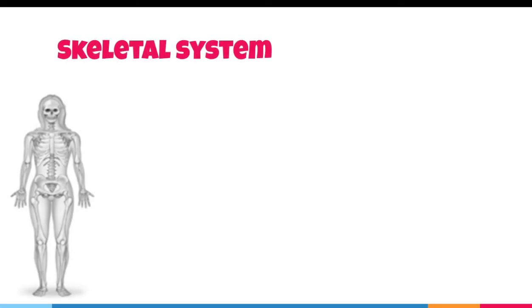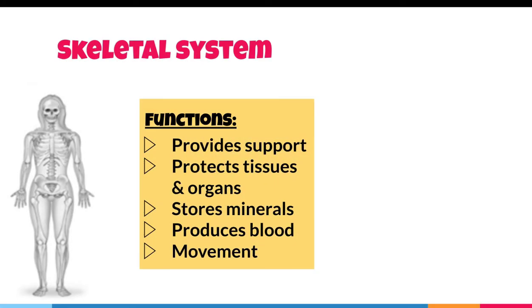We have our skeletal system. The skeletal system has 5 functions. It provides support or structure, protects our tissues and organs. So our rib cage, for example, protects our heart. It stores minerals actually in the bones, produces blood, so the bone marrow produces blood, and it also provides movement for our body.